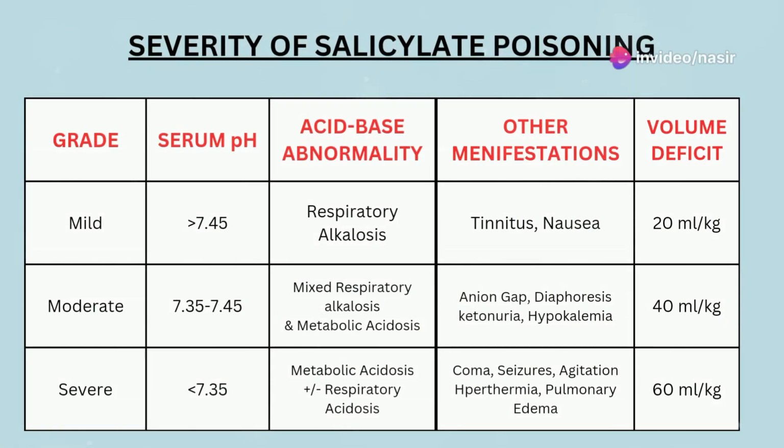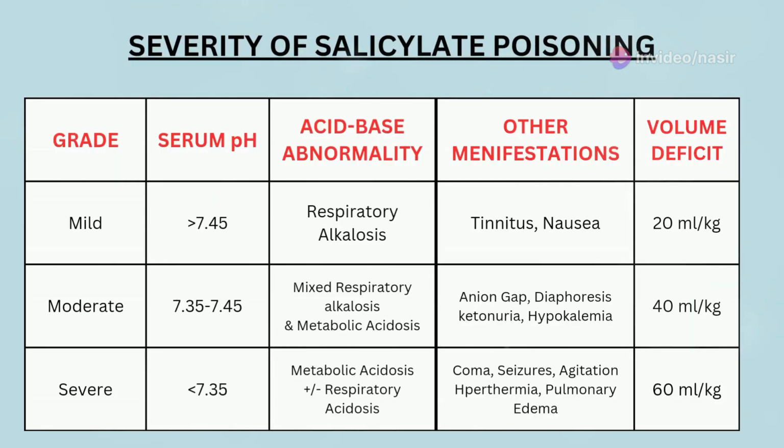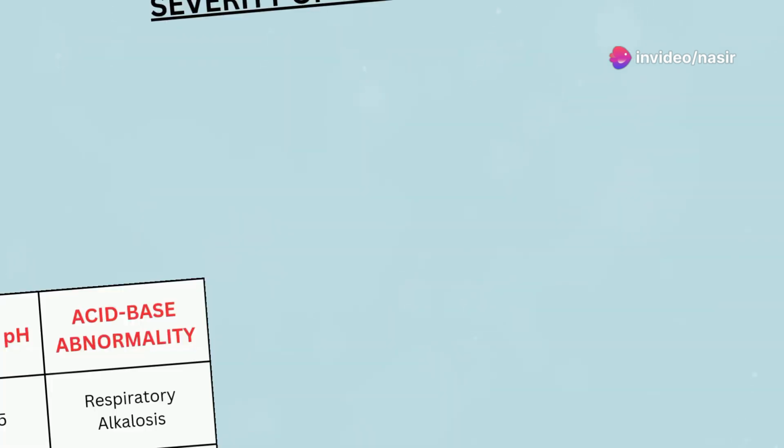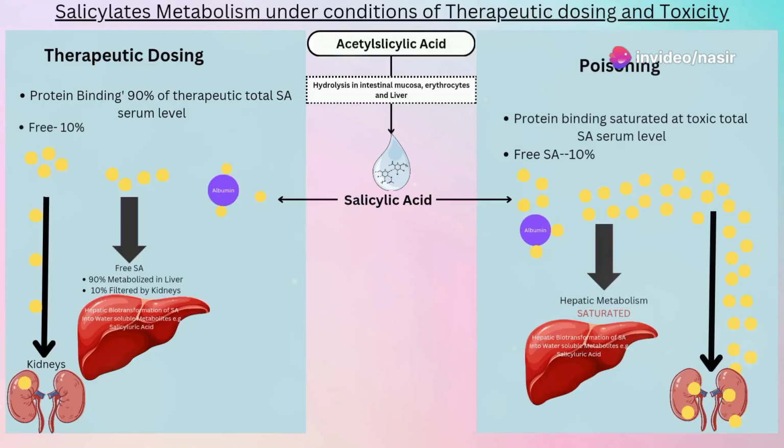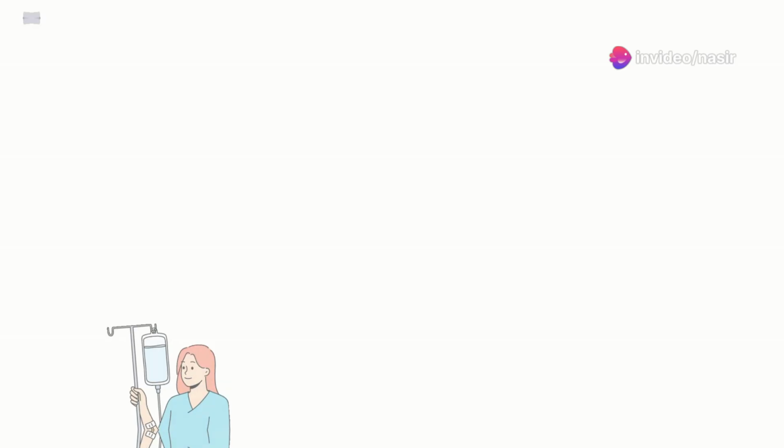Diagnosing salicylate poisoning relies on a combination of clinical evaluation and lab tests. A key test is measuring serum salicylate levels, with toxicity typically occurring above 30 mg per deciliter. However, it's not just about the numbers. Lab results need to be interpreted in the context of the patient's symptoms and acid-base status. Other critical tests include arterial blood gas, or ABG, to monitor pH levels, and electrolyte levels to check for dehydration and metabolic disturbances.